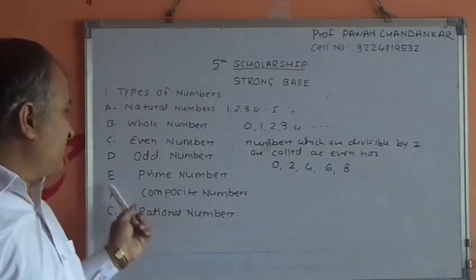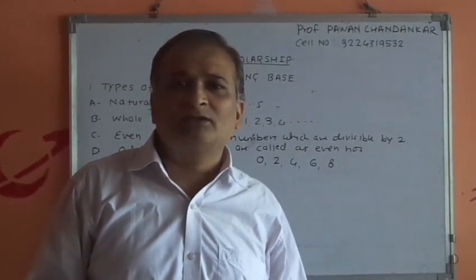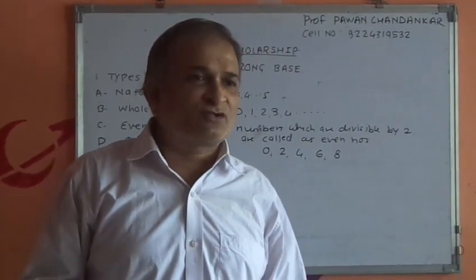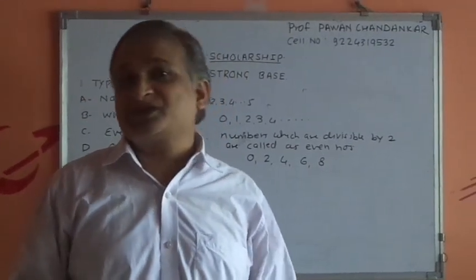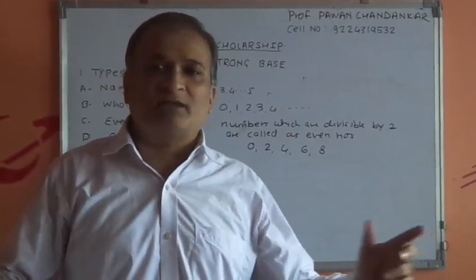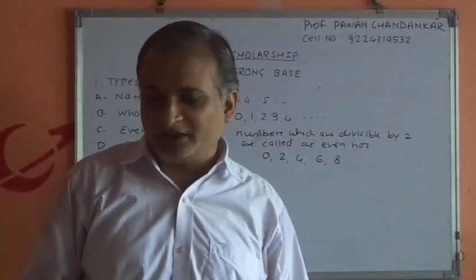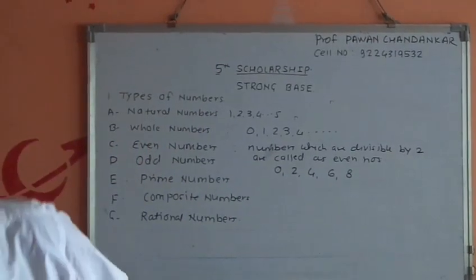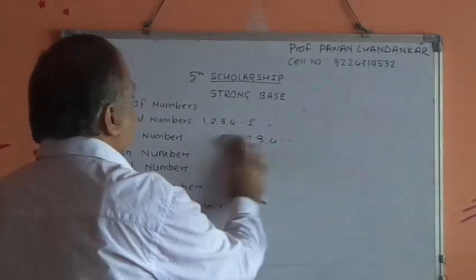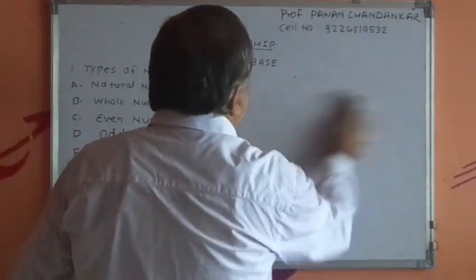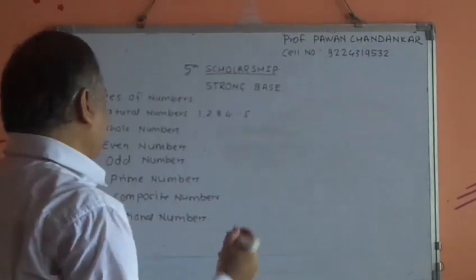Proceeding further to the definition of prime numbers, do you know exactly what a prime number is? What is the definition of a prime number? See students, kids, prime numbers are those numbers which have only two factors, that is, the number itself and 1. Such numbers we call prime numbers. Take an example. I will give you one simple example on it. Look at the example, students.